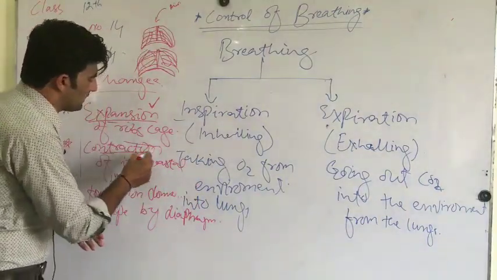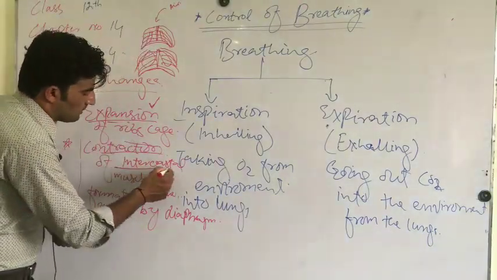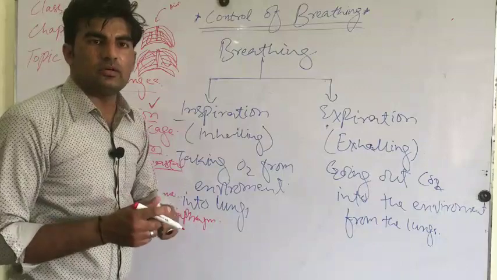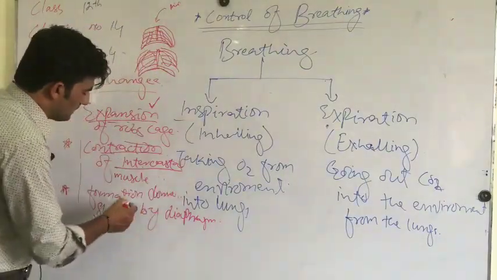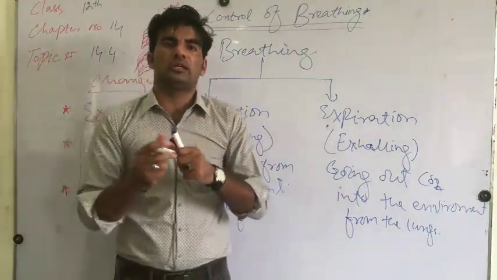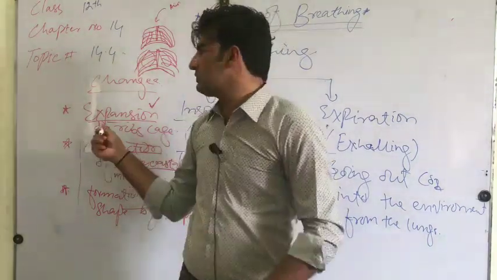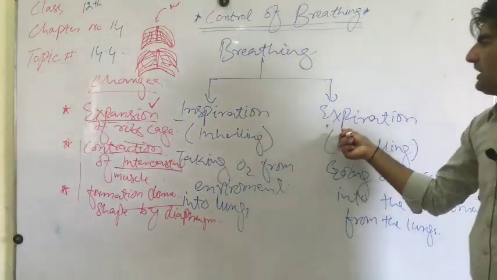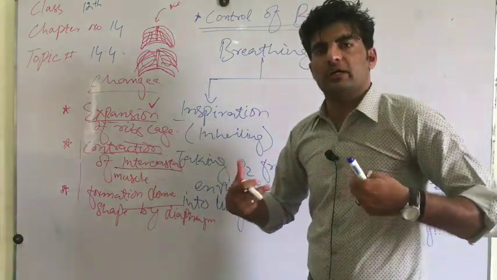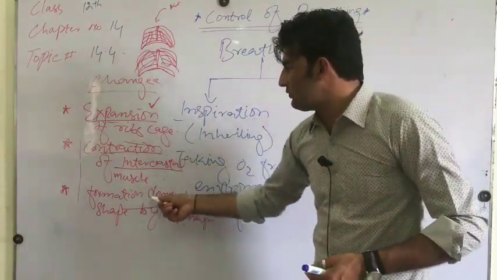The intercostal muscle also receives a message from the breathing center that you become relaxed. So the intercostal muscle relaxes and returns to its original position. Besides that, the diaphragm also receives the message and comes back to its relaxed, flattened position. So these are the main changes which occur during inspiration and expiration: expansion of the rib cage, contraction of the intercostal muscles, coming upward of the rib cage in a forward position, and formation of a dome shape by the diaphragm.